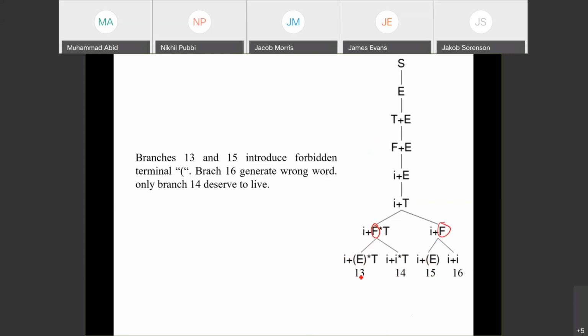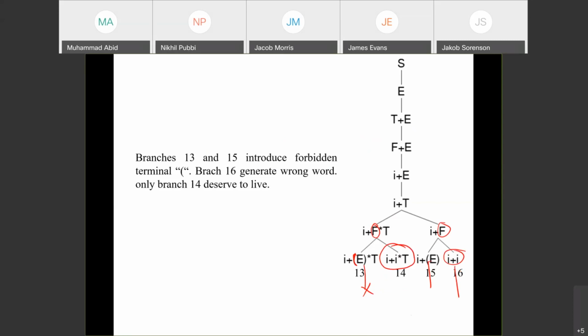And here if you see this, we have plus here. This is not good, we will drop this. This is good so far, this has plus, we will drop this. So there is no non-terminal here, we will drop this, and we will have only one path which is good, and we will take it to the next step.